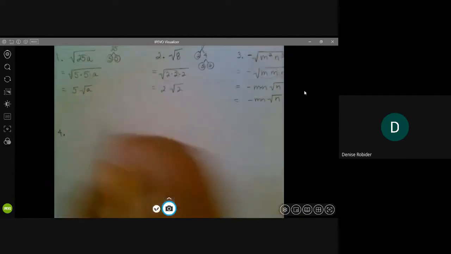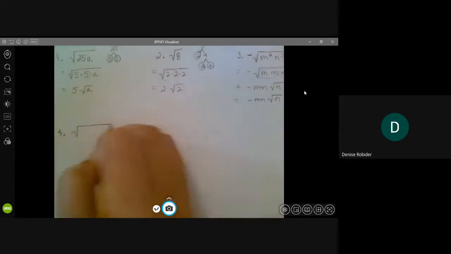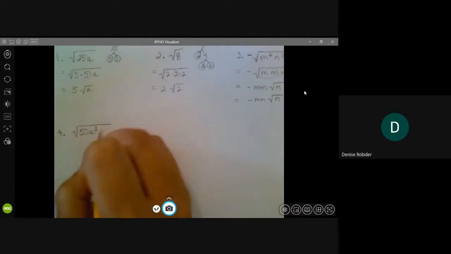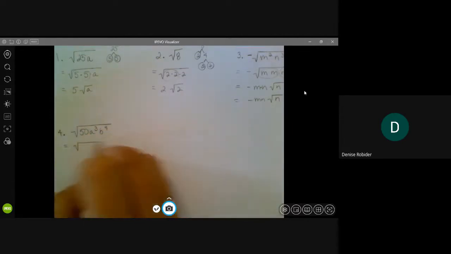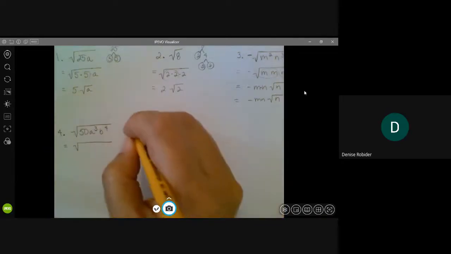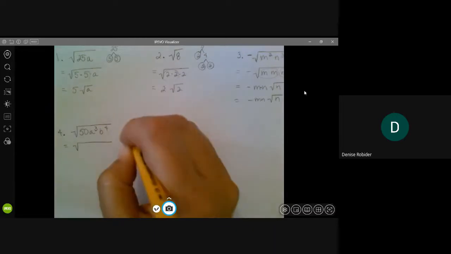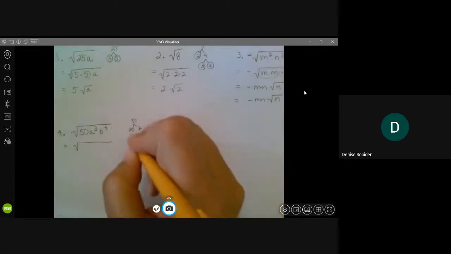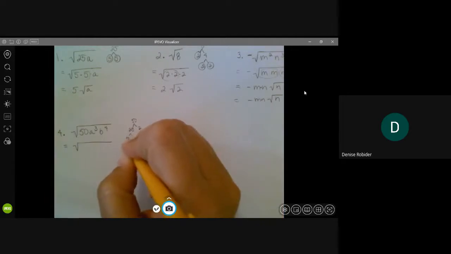Okay, so we want the square root of 50 a cubed b to the 4th. All right. 50, oh, just kidding. 50 is 25 times 2. 25 is composite, so I've got to break this down further.